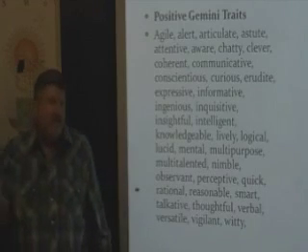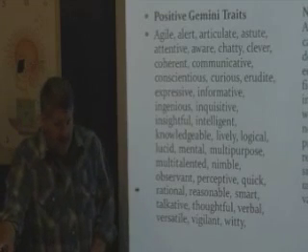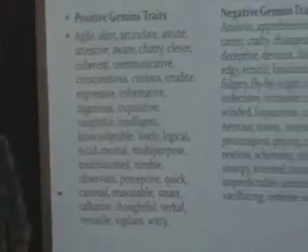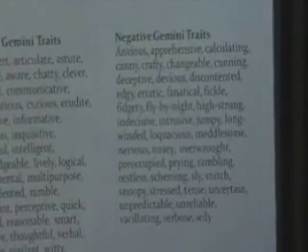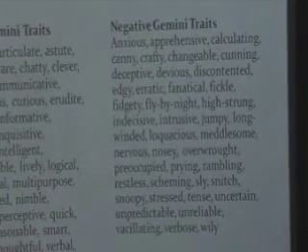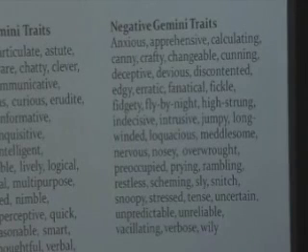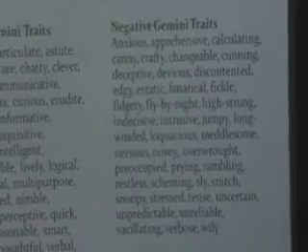Now, on the other hand, the negative traits that can be associated with Gemini are being anxious, apprehensive, calculating, canny, crafty, changeable, cunning, deceptive, devious, discontented, edgy, erratic, fanatical, fickle, fidgety, fly-by-night, and as Laura added, flighty, high-strung, indecisive, intrusive, jumpy, long-winded, loquacious, meddlesome, nervous, nosy, overwrought, preoccupied, prying, and rambling. These qualities are very similar, if you think about it, to an afflicted Mercury.